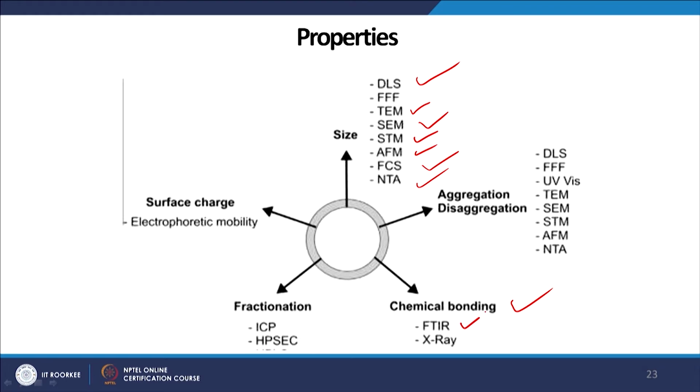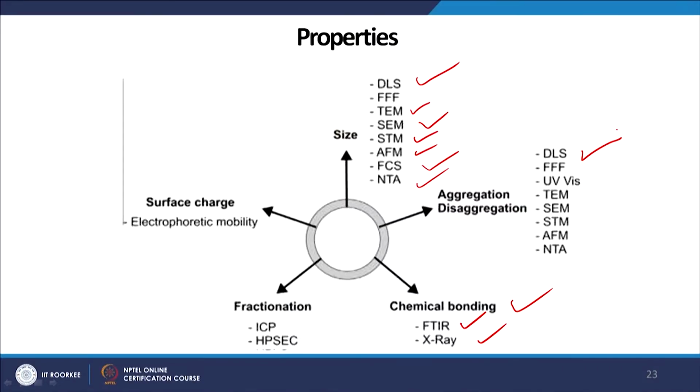Then to look at what kind of chemical bonding exists in here, one can do either FTIR or X-ray spectroscopy. Now to know about aggregation or disaggregation, or whether this is a real dispersion or a suspension or a solution, we can again do dynamic light scattering, DLS, to measure the polydispersity index. We can do FFF, we can do UV-visible spectroscopy, and then some imaging techniques like TEM, SEM, STM, AFM, as well as NTA, which is another DLS-based technique.